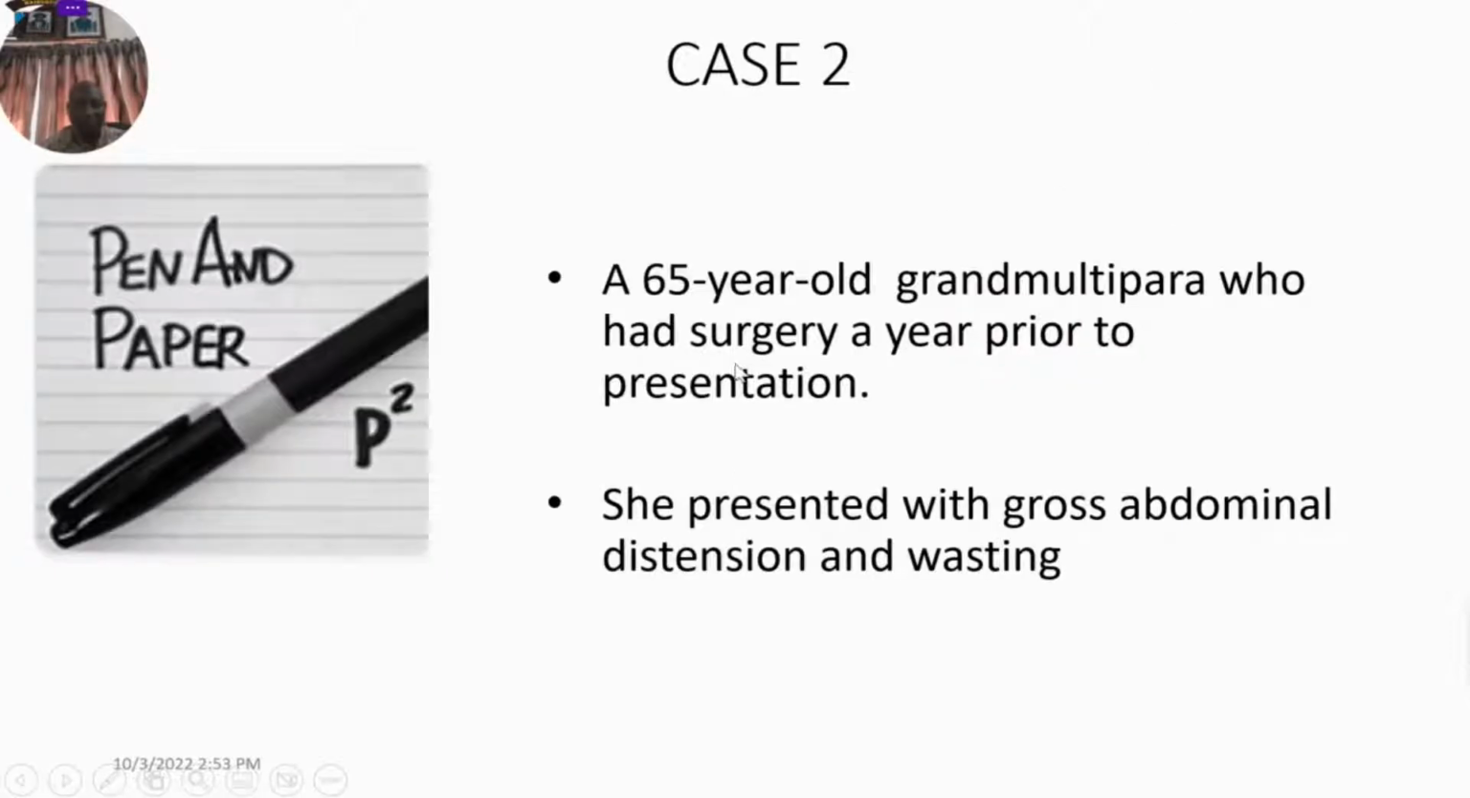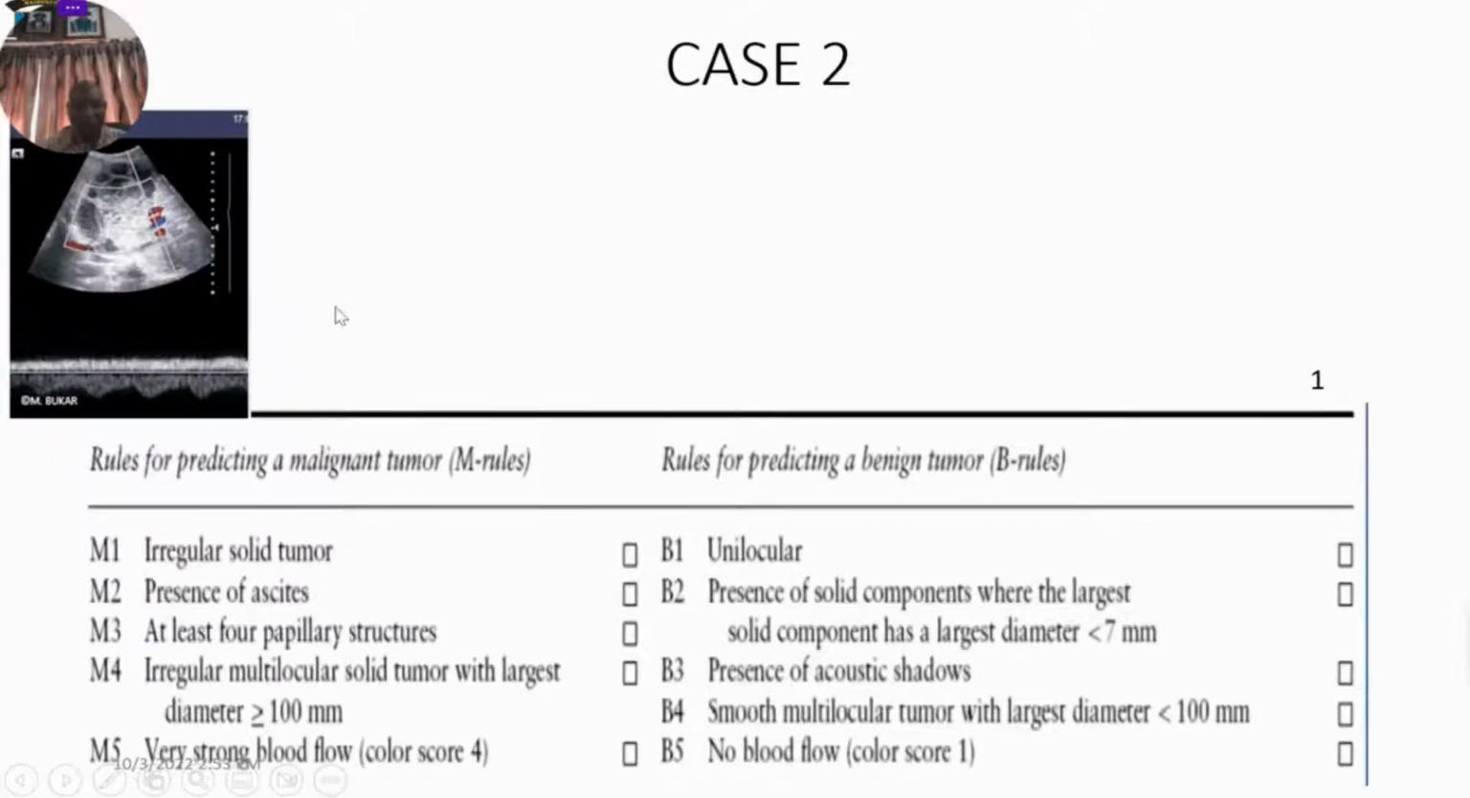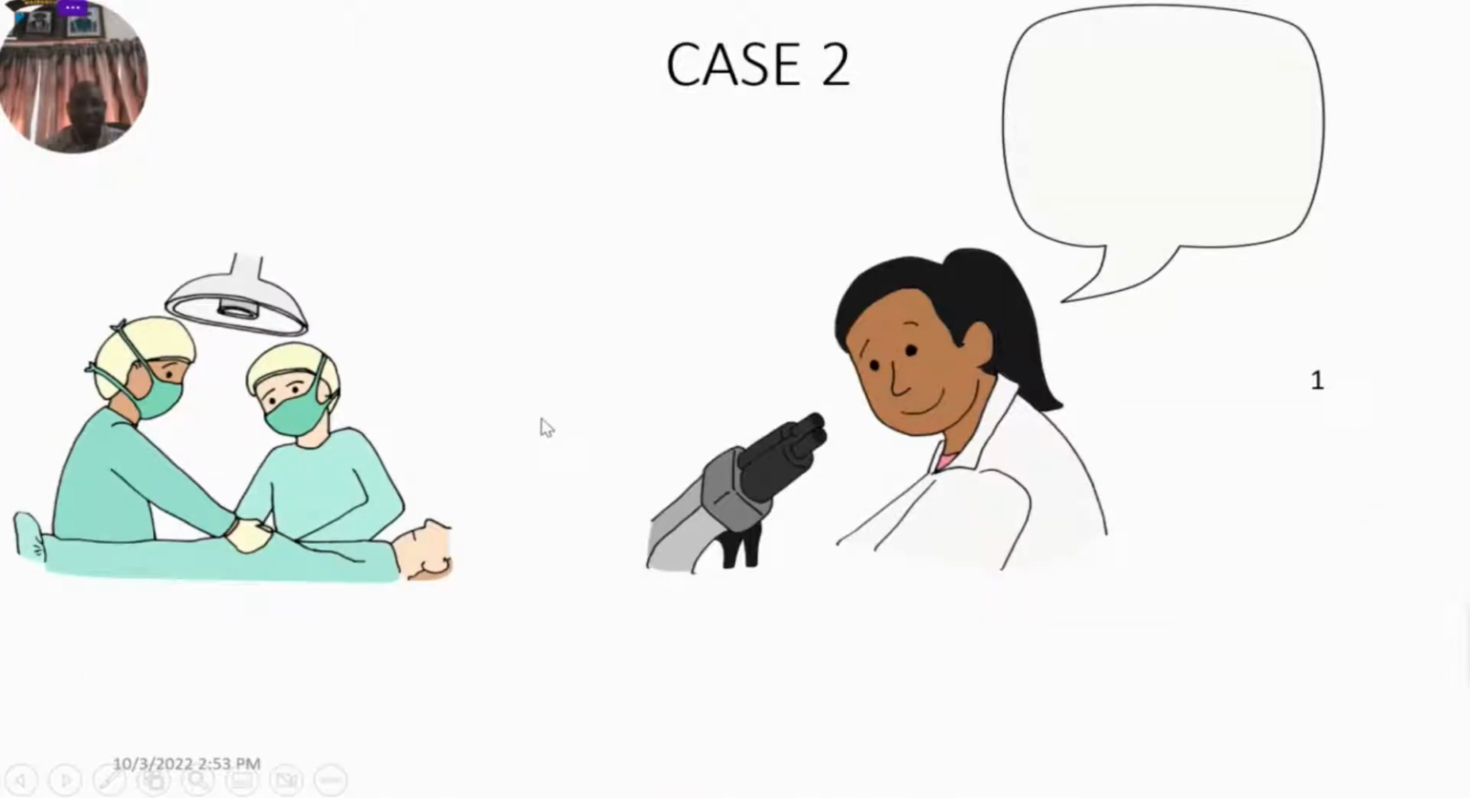Case number 2 was a 65-year-old grand multipara who had surgery a year prior to presentation. She presented with gross abdominal distension and wasting. This was the ultrasound scan image. It was an irregular multilocular solid tumor with largest diameter greater than 100 millimeters. No B features. So this is classified as malignant. She underwent surgery and histopathologically confirmed it to be cyst adenocarcinoma.